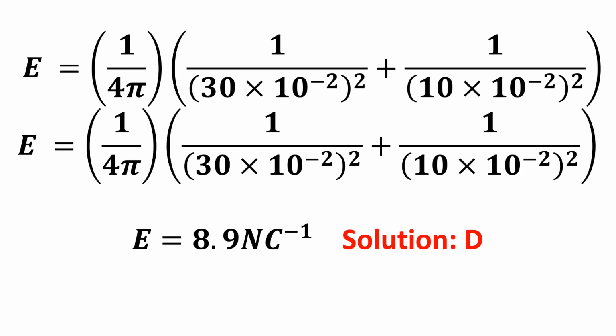So now if you replace the values for R1 and R2 in our expression for E, that is R1, which is equal to 30 times 10 to the negative 2 meters, and R2, which is equal to 10 times 10 to the negative 2 meters, in our expression for E, we are going to obtain E to be equal to 8.9 Newton per coulomb, and we can conclude that our solution is D.